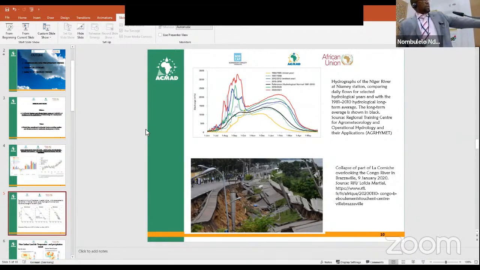This is showing in action the collapse of a part of this overlooking of the Congo River in Brazzaville. That was on the 9th of January, where because of heavy precipitation, all the infrastructure, all the money they had invested into this has been turned to ash.